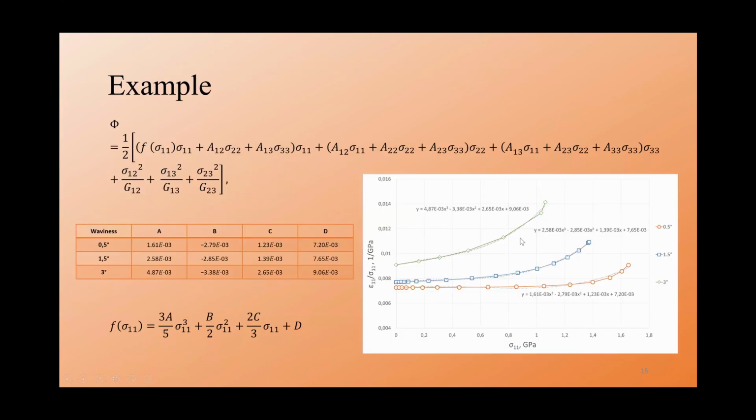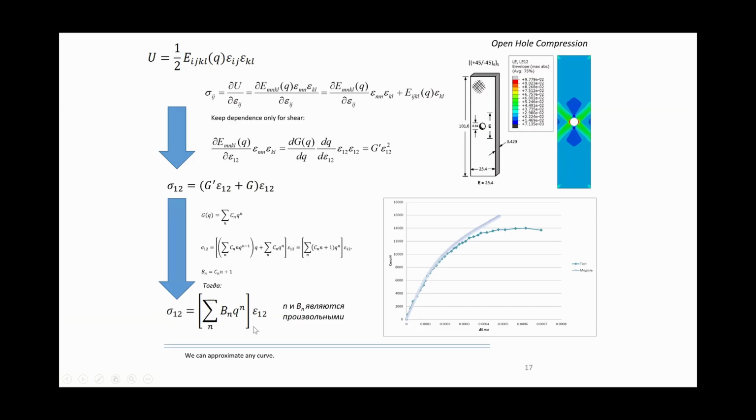And here are some examples of these compliances from these curves that I showed before. And we can approximate them by cubic polynomial functions. And here, for example, how it looks like. We did the same before for shear coefficients, but the reason was that matrix materials is nonlinear, and when we apply shear, we completely involve into deformation of the matrix material. So we can use it to capture this nonlinearity.